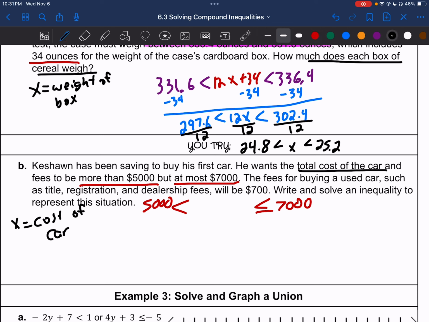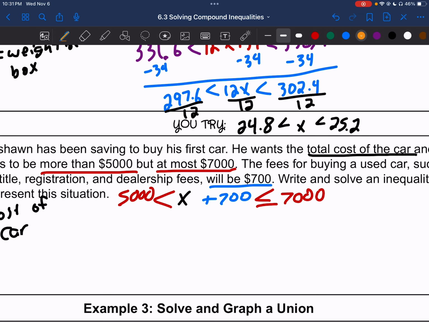So we have our variable, our x, because he is only buying one car. We're not multiplying it by anything. And we have these fees. So our dealership fees are $700. So that's plus 700. So now if we want to go about solving this, we're going to subtract that 700 from both sides of our inequality.